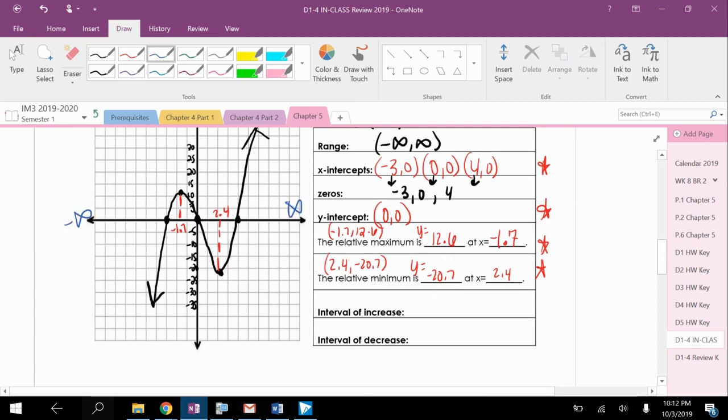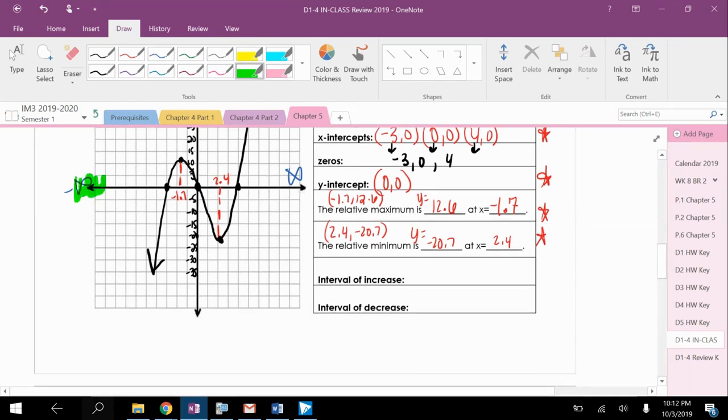So from negative infinity all the way up to my first little barrier here of negative 1.7, you can see that the graph is going to be increasing. So from left to right, this guy is going to increase. So I'm going to have negative infinity to negative 1.7. Where you stop is where you start.